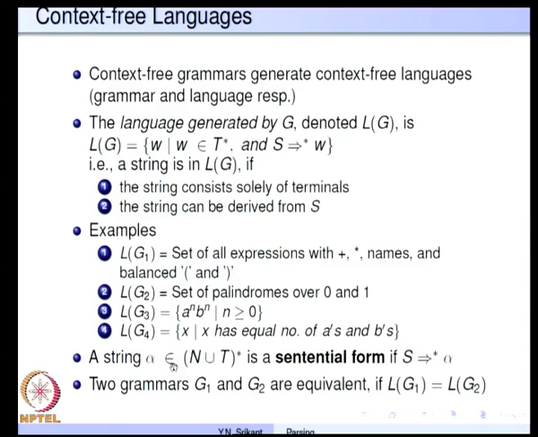So, a string alpha, which is a combination of both non-terminals and terminals, is a sentential form. I mentioned this already. So, if S derives alpha. The difference between a sentential form and a sentence is, a sentence has only terminal symbols, whereas a sentential form has both non-terminals and terminals. And when are two grammars G1 and G2 equivalent? Only if their languages are exactly identical.